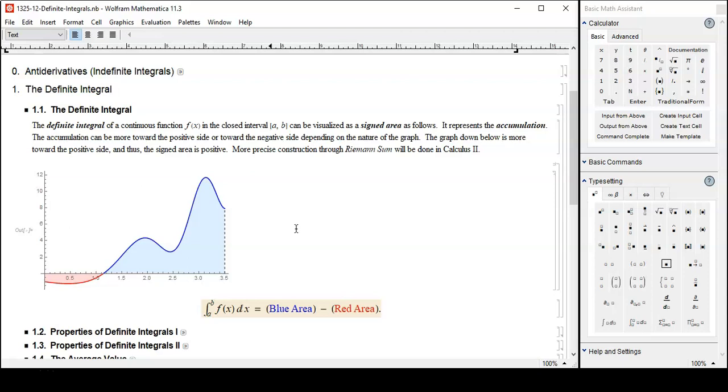Now here's a question. What is the total wealth or total profit you accumulated? You have to add up all the losses and all the pure profits together. All the losses and all the gains together. That's the total accumulation, and that's the definite integral. Make sense? So in summary, the definite integral is a signed area, not geometric area, and it measures the accumulation.